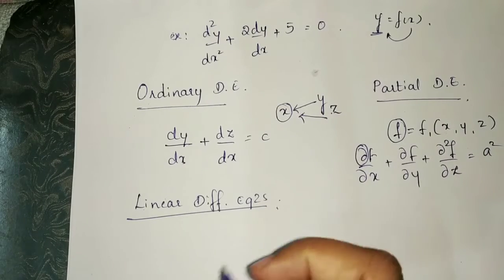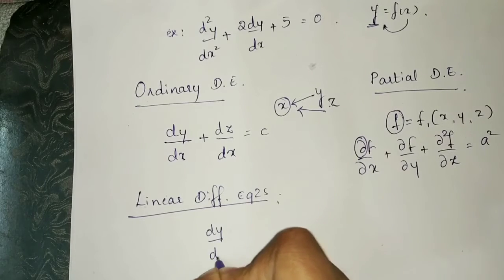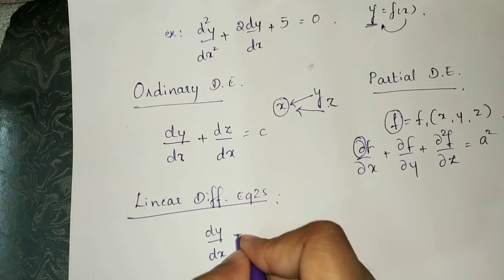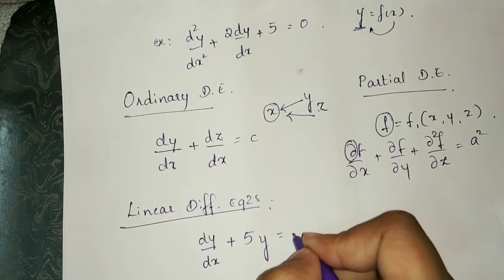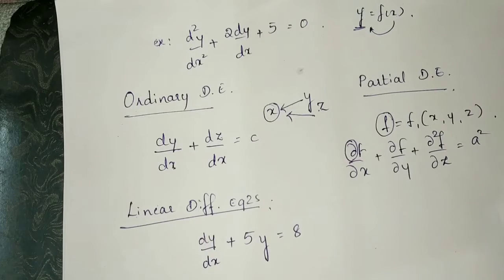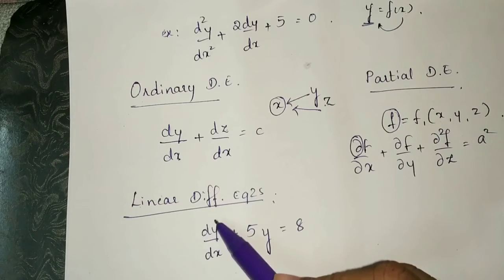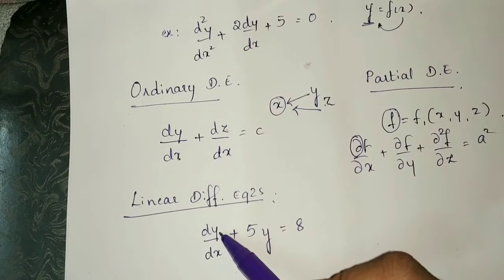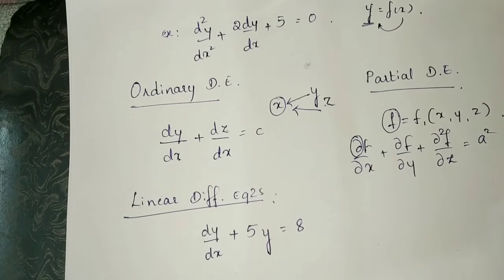For example, if you have the differential equation dy by dx plus 5 into y equal to 8. In this case, you can see that the unknown variable, here x is independent, y is depending on x, as you know. So this appears in first degree.